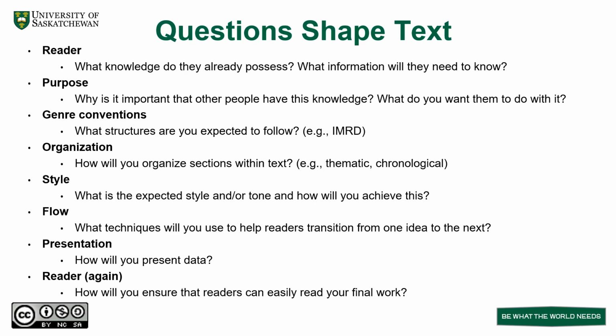And then ask questions about genre. So what kind of structures are you expected to follow? And a lot of the scientists generally, especially if you're writing up the results of an experiment or a research study, often you're going to follow a very conventional structure of an introduction, methodology, results, and discussion. But maybe you're writing a different type of text. And so what would be the structures that you need to be mindful of in that instance? And then how about organization? So when you are writing your literature review, for instance, how are you going to organize that section? Are you going to make decisions based on grouping information thematically or chronologically?